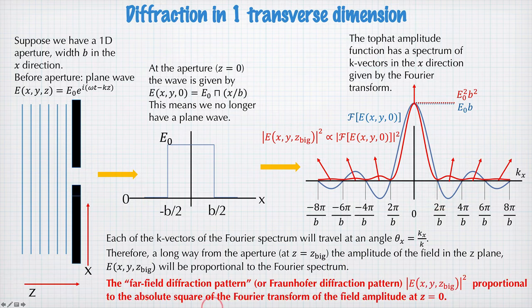So what we have therefore is an equation that gives us the far field diffraction pattern, or the Fraunhofer diffraction pattern. The square of the field amplitude at some large distance from the aperture, z big, is proportional to the absolute square of the Fourier transform of the field at z equal to 0. So the Fourier transform of the field at z equal to 0 is this blue curve. The Fraunhofer diffraction pattern will be proportional to the square of this blue curve.